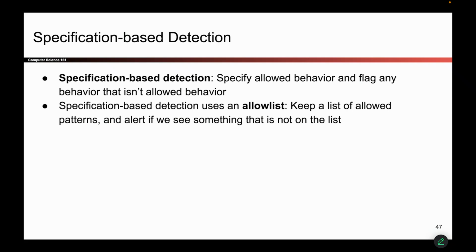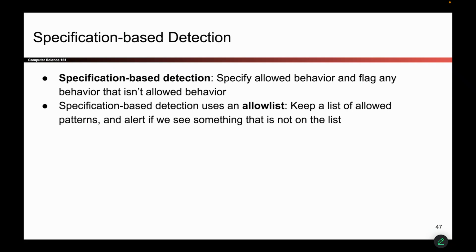OK, strategy number 2, specification-based detection. Here, we're going to do the opposite of what we just did. We will keep a list of what is allowed. And if something is not on that list, then you'll flag it. Sometimes this is called an allow list, because you're keeping a list of what's allowed. And if anything is not on that list, you flag.